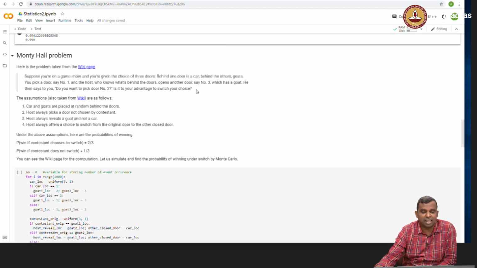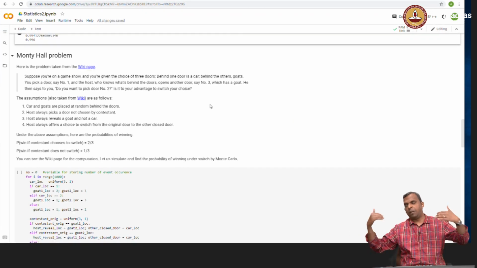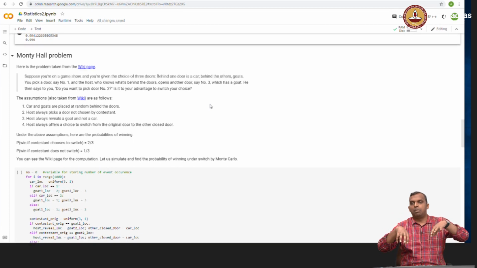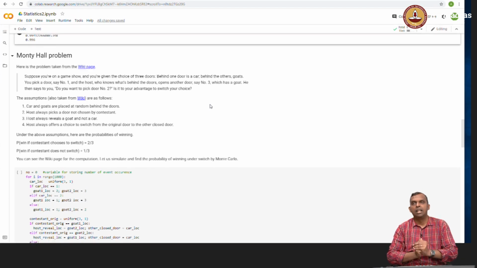You can read it. This is like a game show. There are 3 doors, and there's 1 car and 2 goats. There's a car behind one of the doors, and 2 goats behind the 2 other doors, and you don't see what's behind the door. Of course, you're a contestant. You just see the 3 doors, and you have to pick a door at random. Whatever you open, you get, right?